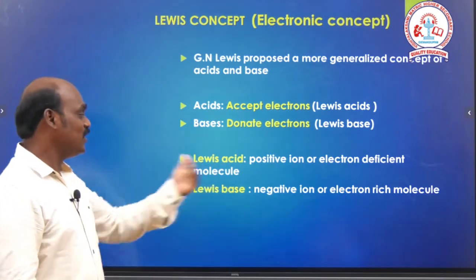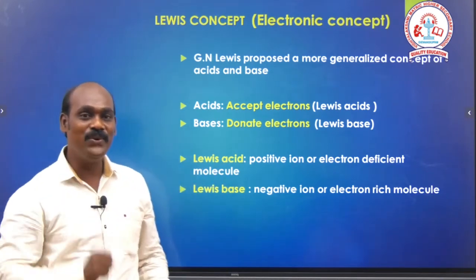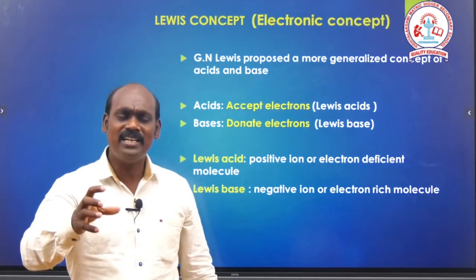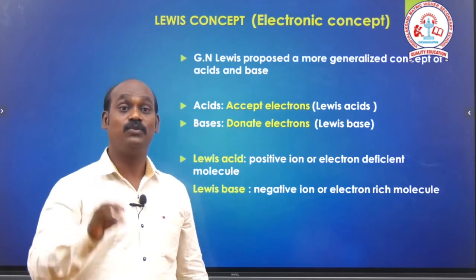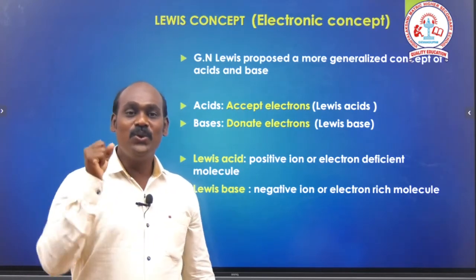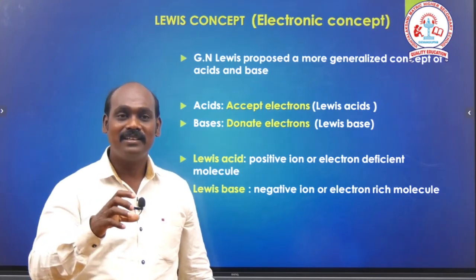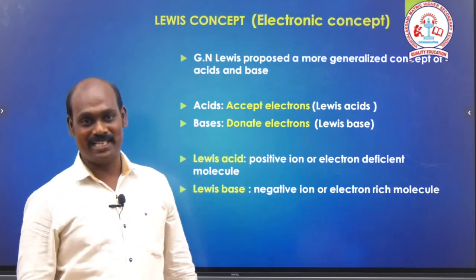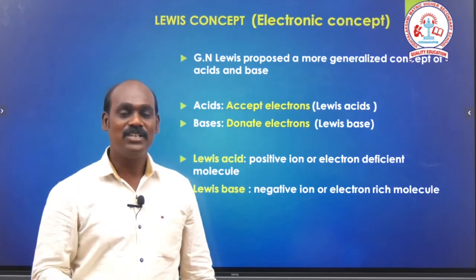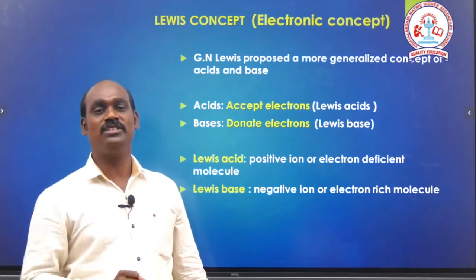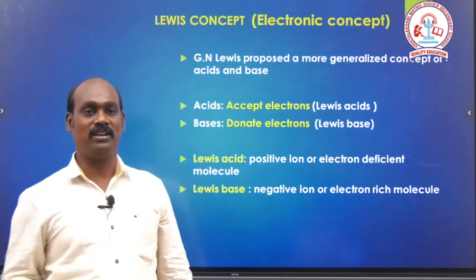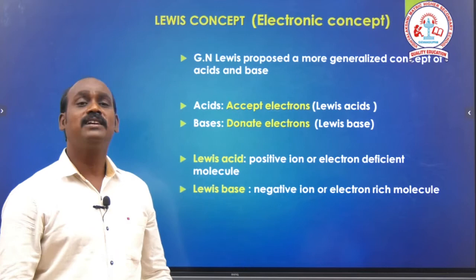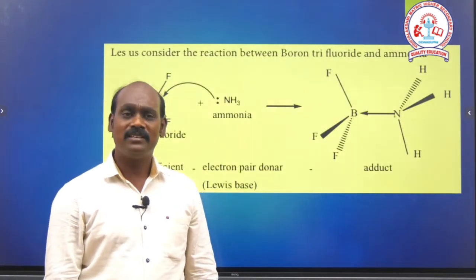So, what is the nature of a Lewis acid? In general, positive ions are considered Lewis acids. Why are positive ions considered Lewis acids? Because they are electron deficient. So Lewis acids are positive ions or electron deficient molecules. Then Lewis bases are negatively charged molecules or ions, because they contain an excess of electrons. So electron rich molecules are considered Lewis bases.